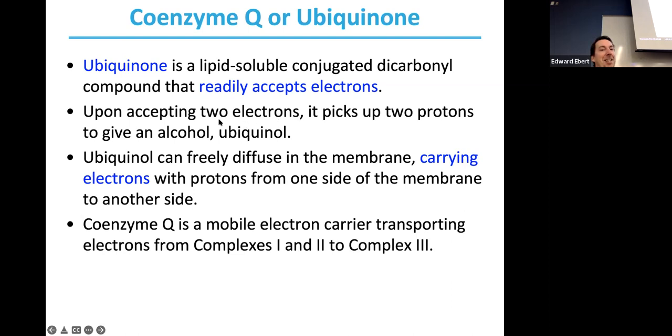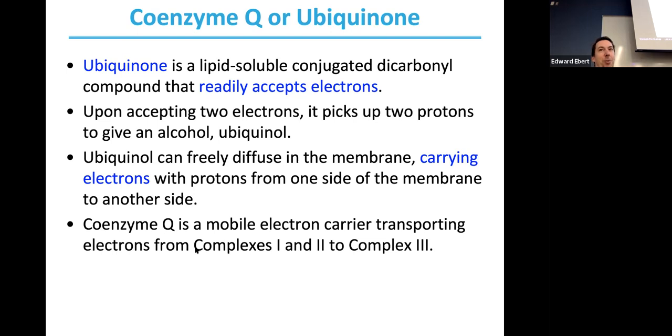It's kind of neat. When it picks up 2 electrons, it'll also pick up 2 protons to convert that ubiquinone, that ketone, to an alcohol. Okay, so it carries those electrons and those protons from basically one side to the other. It's like a little shuttle bus. Electrons go this way, and they bring along the protons with them. So coenzyme Q is a mobile electron carrier that transports the electrons from complexes 1 and 2 to complex 3.